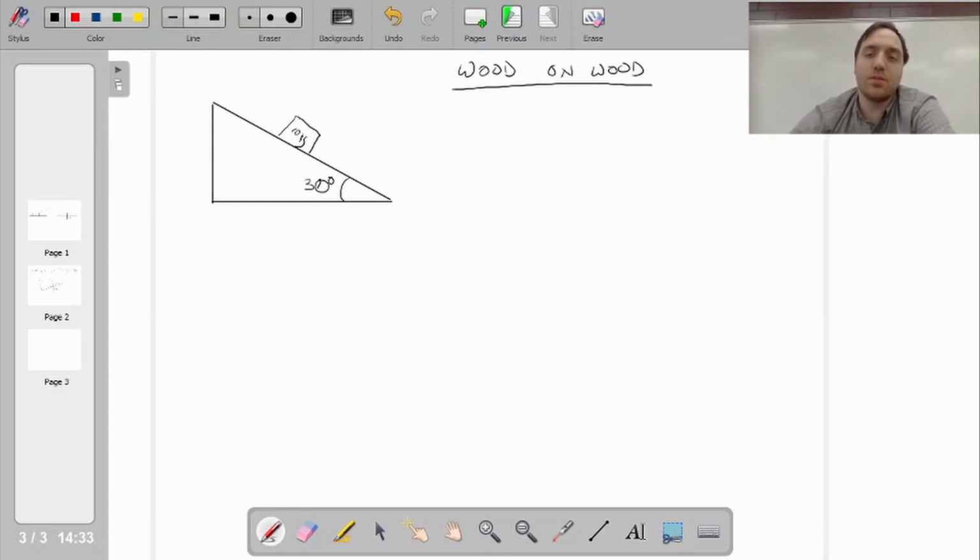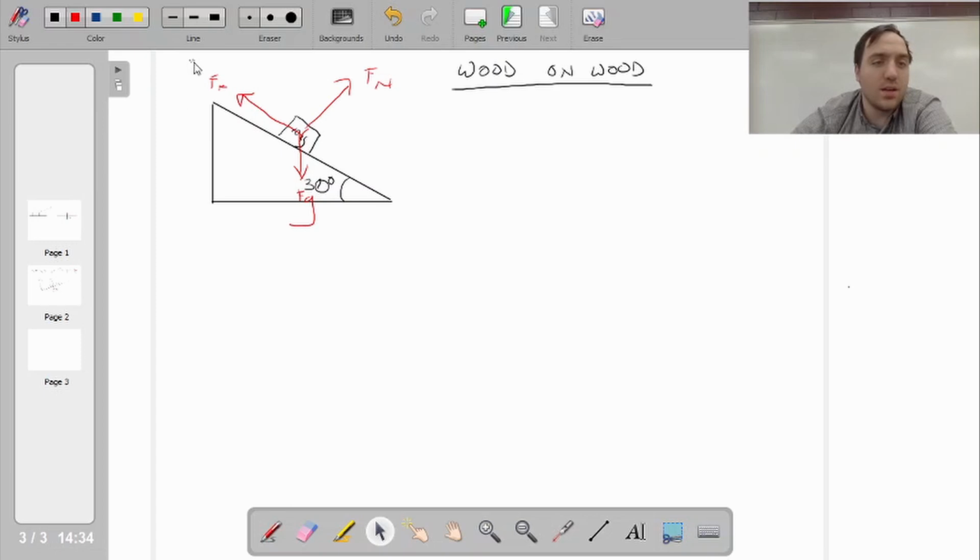So the first thing we're going to do is draw our free body diagram. We're going to have normal force coming up like so. You're going to have the frictional force going off to the side. You're going to have gravity pulling straight down. Connect all the dots. And we want to know, does it move?